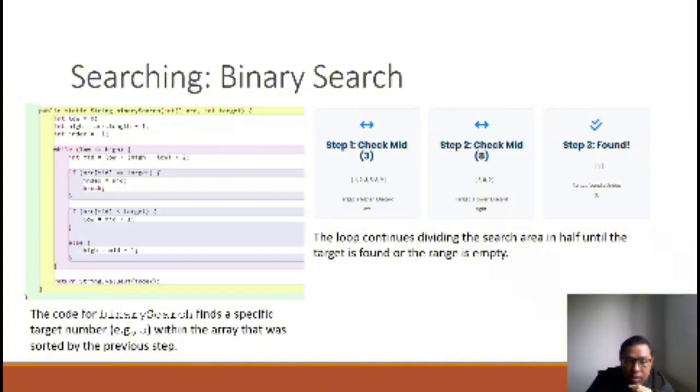Next, we'll be narrowing the search. If the middle value is smaller than the target, array[mid] is smaller than the target, the code ignores the left half by moving the low pointer up: low equals mid plus 1. If the middle value is larger, it ignores the right half by moving the high pointer down: high equals mid minus 1. That's the code. The loop continues dividing the search area in half until the target is found or the range is empty.